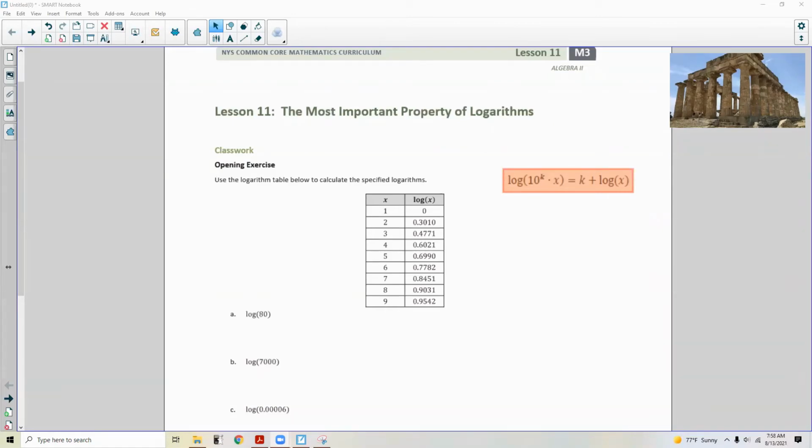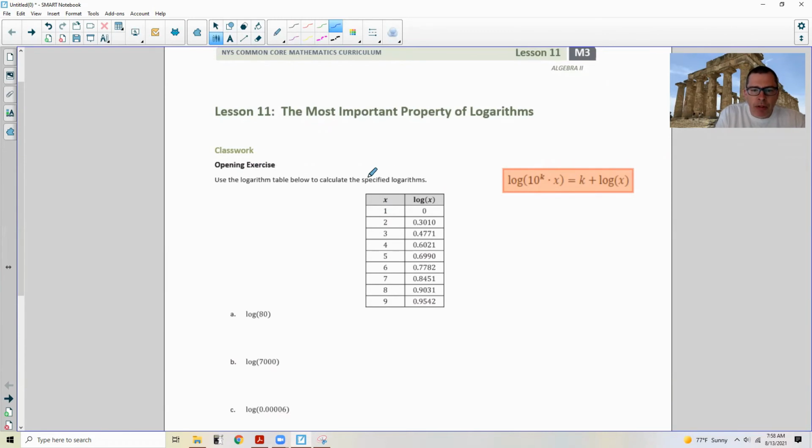Okay, lesson 11, the most important property of logarithms. We're getting into a property here, and we're going to use what we learned from lesson 10. I brought that in. It is the equation that states that the log of 10 to some power k times x equals k plus the log of just x. So the power goes out in front and you add it to whatever the log of the x is. And we're going to practice that here.